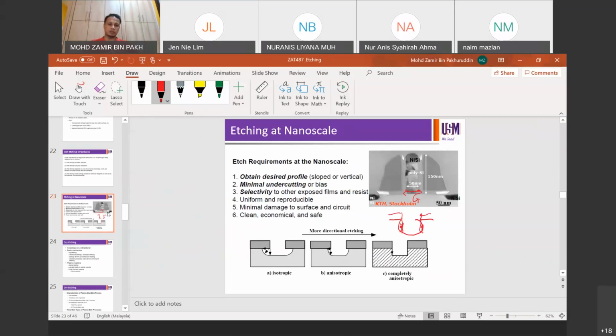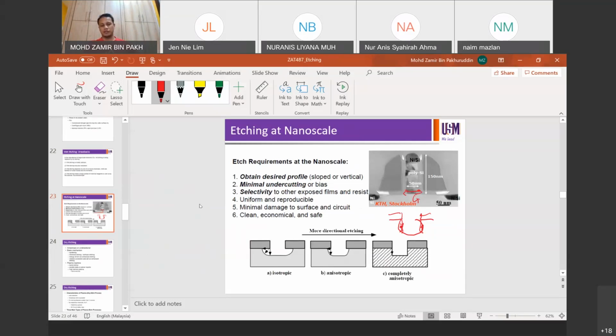Selectivity to other exposed film and resist. When you talk about etching, the selectivity has to be very high. Then only the right material can be etched for the right time, the right amount. Uniform, reproducible, minimal damage to the surface and circuits. Minimal damage to other structures as well. So you want it to be clean, economical, and safe as well, right?